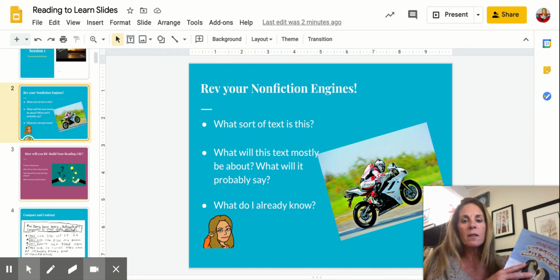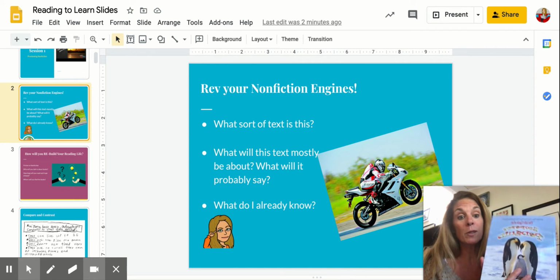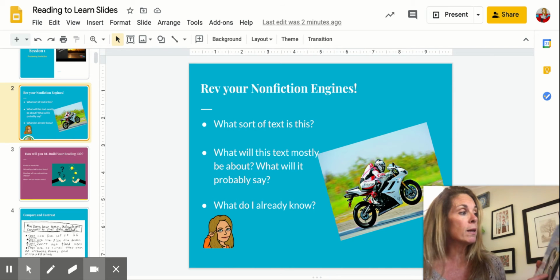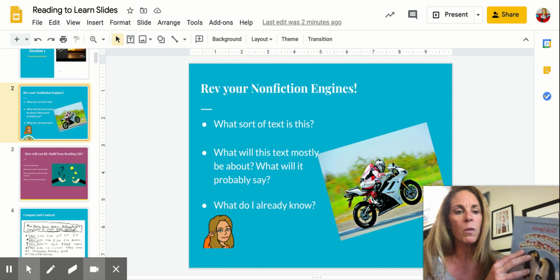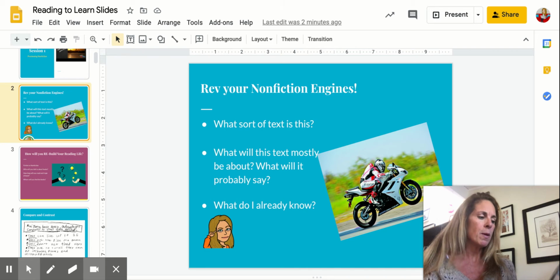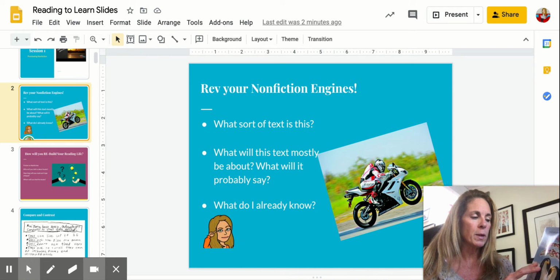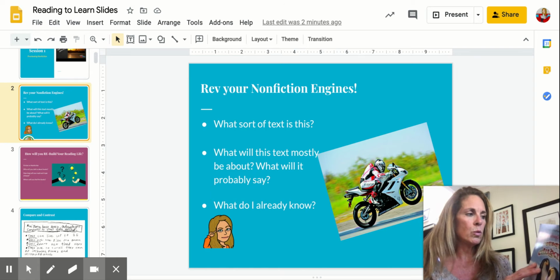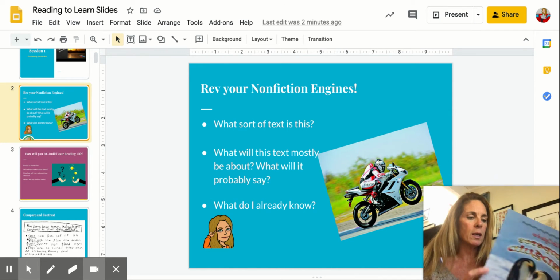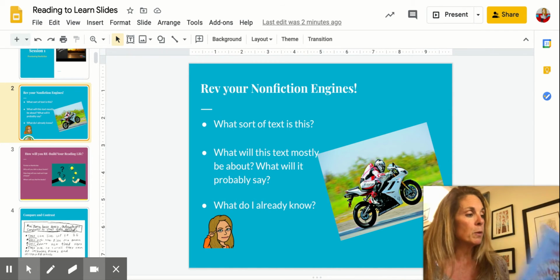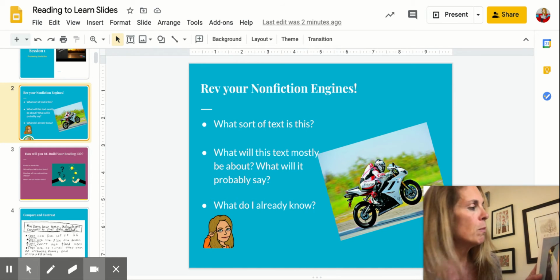So you're going to think to yourself, well, I think this book's going to be about penguins, don't you think? Probably about emperor penguins. I don't know a whole lot about emperor penguins. I think that they live in the south, in the Atlantic. Oh, not the Atlantic, down in Antarctica. So first thing I'm going to do is look at the table of contents.